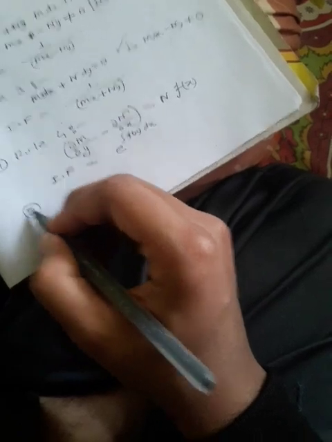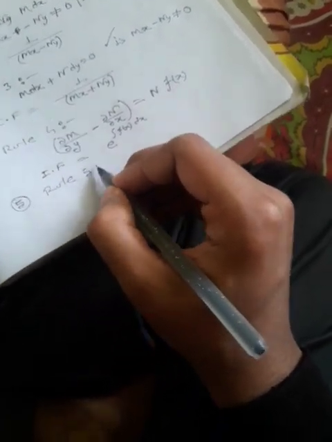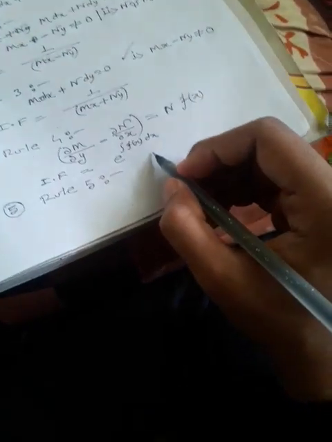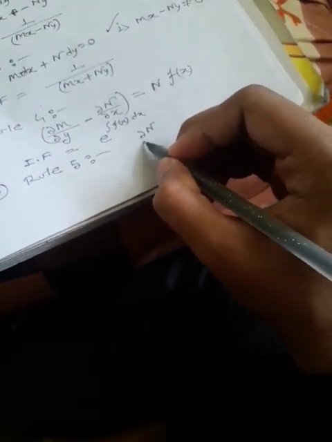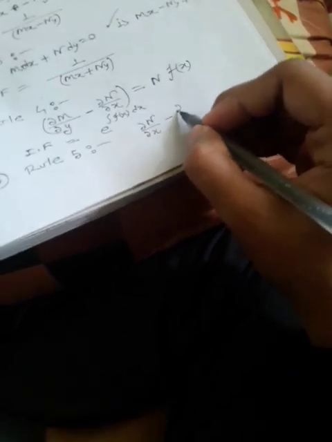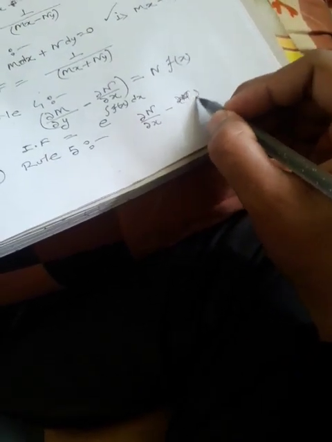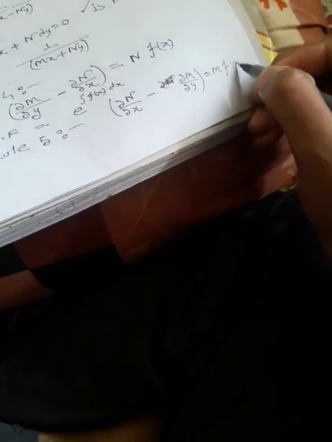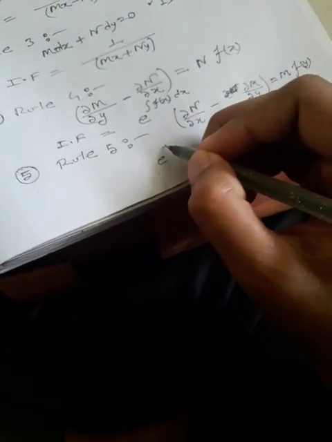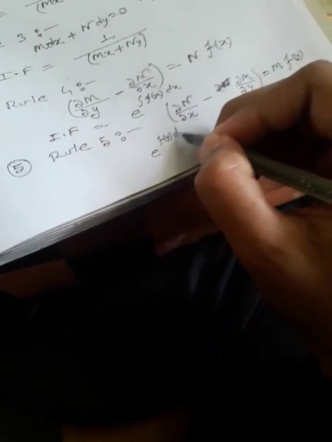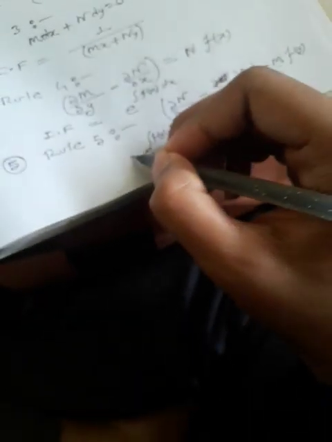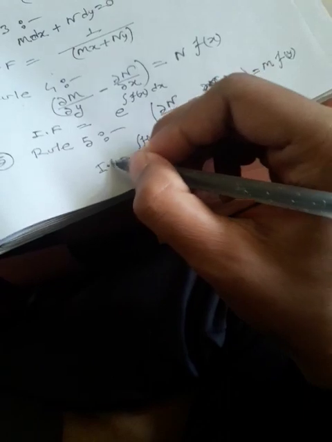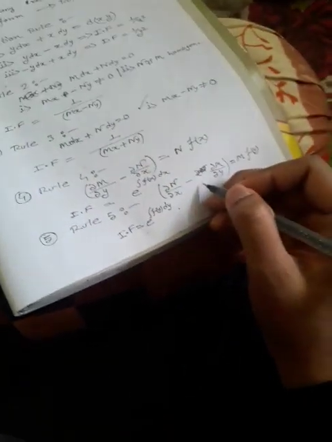And rule 5 is similar to this rule. In that case, the condition will be opposite according to the signs. This factor is given, and this M is multiplied with a function of y, and in this case we are going to use this term as our integrating factor to convert our given ODE to its exact form.